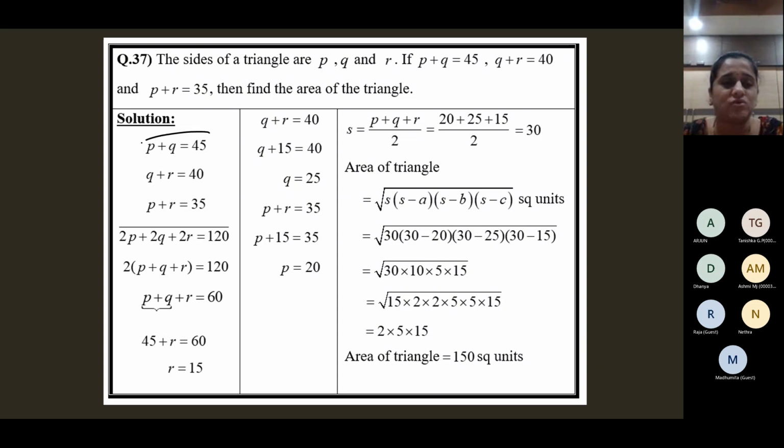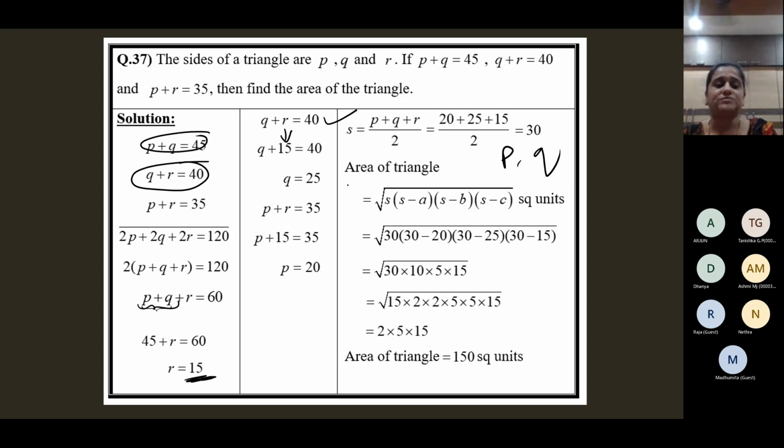But we know that P plus Q is 45. So in place of P plus Q, use 45. So 45 plus R is equal to 60, so R is equal to 15. Now that you got the value of R, we have to find the values of P and Q. Take up Q plus R is equal to 40, and we found R is 15. So that way you can find Q.